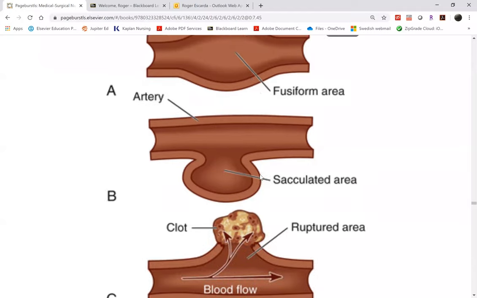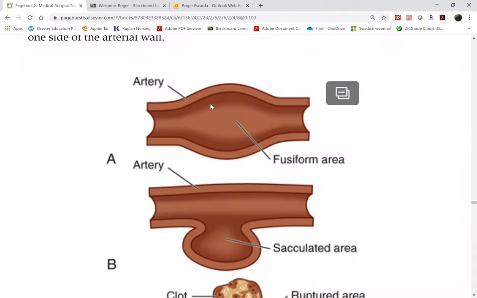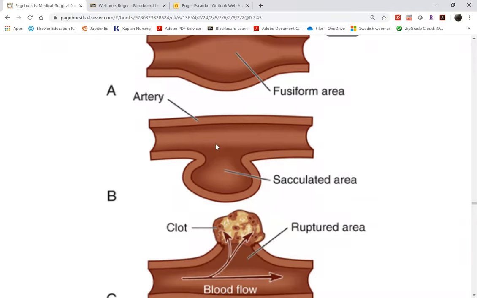Same thing here in a saccular form. So a saccular involves only one side, not a full circumference. Okay, so imagine this is a dissected blood vessel. So you can see really clearly the whole circumference of the artery is involved. Here in the saccular, only one side, okay, so only one half of the artery, only one side of the arterial wall is affected.